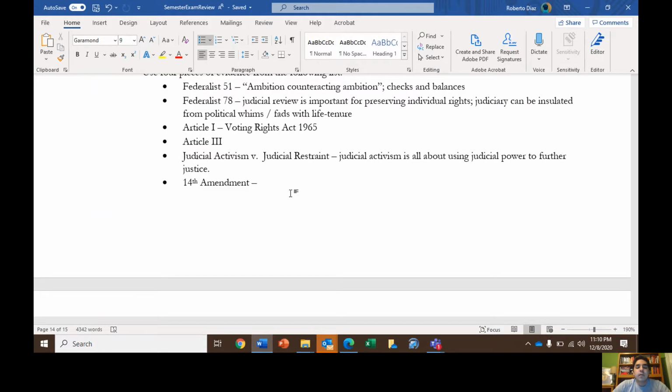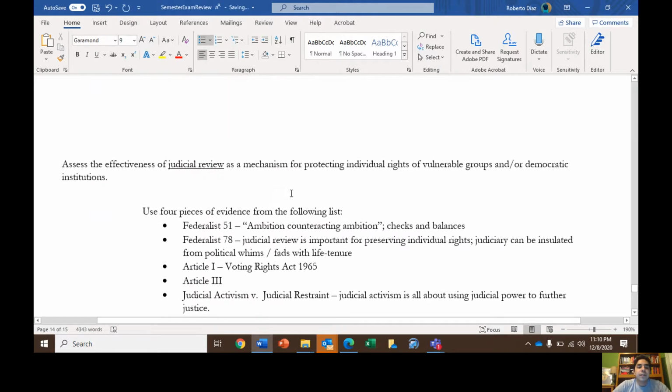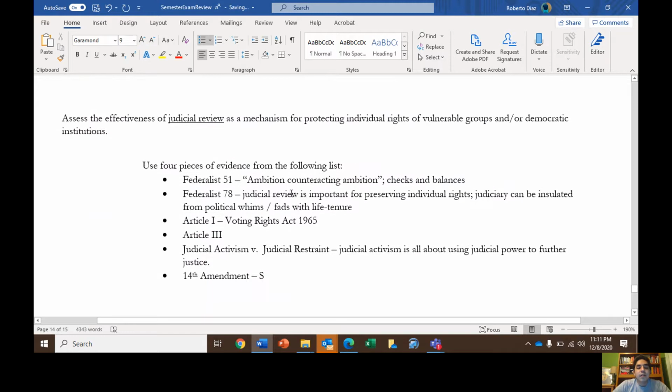So depending on how cynical you want to be in this essay, or not necessarily how cynical, depending on your argument, you can talk about maybe Plessy versus Ferguson, which said that racial segregation was not violative of the 14th Amendment's Equal Protection Clause of the Constitution.